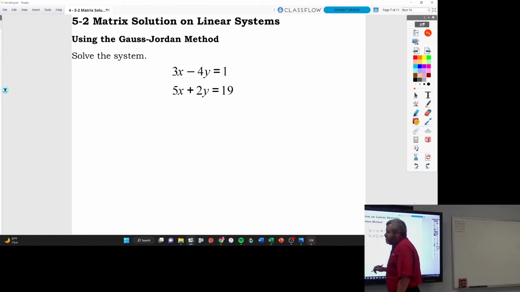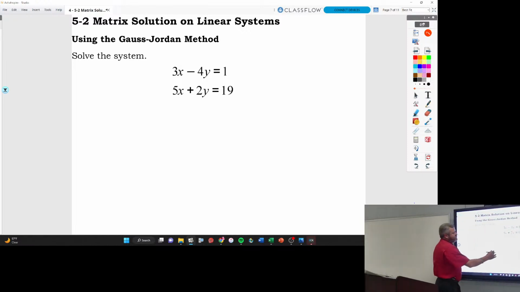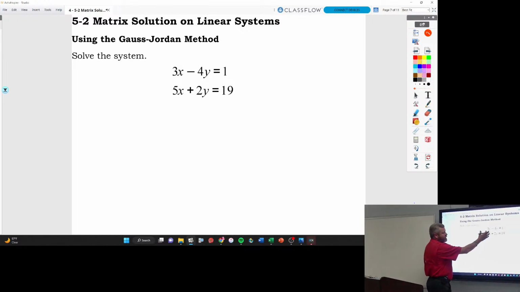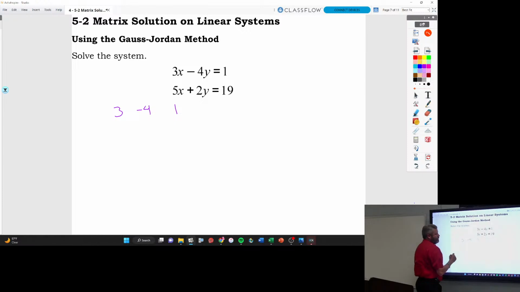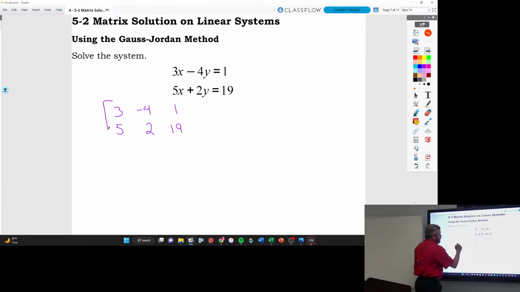Okay, I can write this as a matrix. So to write this as a matrix, basically what we're doing is we're only paying attention to the numbers. So in that first row of numbers, I have a 3, I have a -4, and I have a 1. In my second equation, my x coefficient is a 5, my y coefficient is a 2, and my solution is 19. And then I'll put brackets around this to indicate that we're working with a matrix.